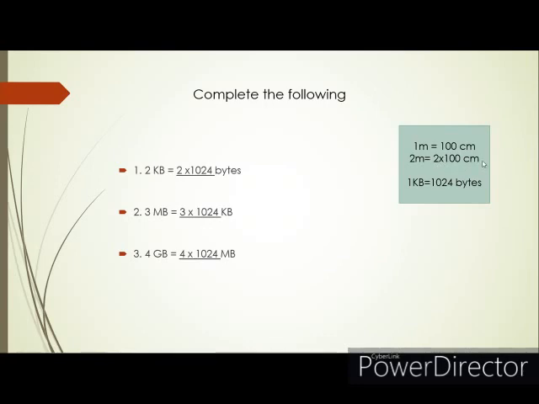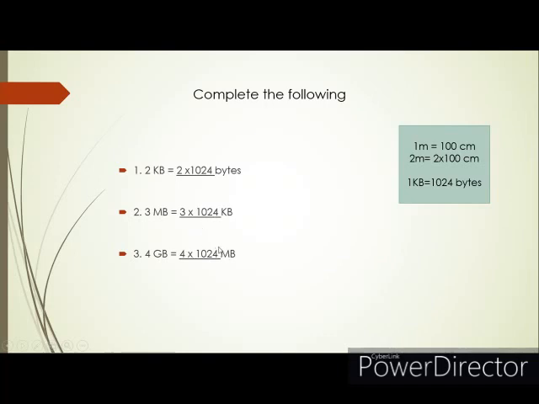The same way, 1 kilobyte is equal to 1024 bytes. So 2 kilobyte is equivalent to what? 2 kilobyte is equal to 2 into 1024 bytes. And what about 3 megabyte? 3 megabyte is equal to 3 into 1024 kilobyte. And 4 gigabyte is equal to 4 into 1024 megabyte. First kilobyte, then megabyte, then gigabyte.